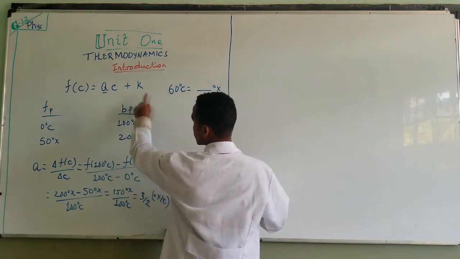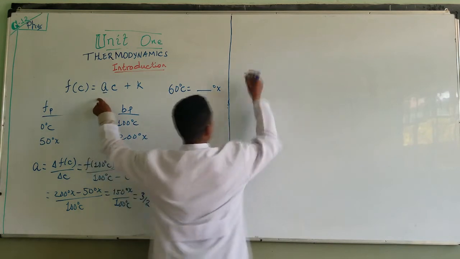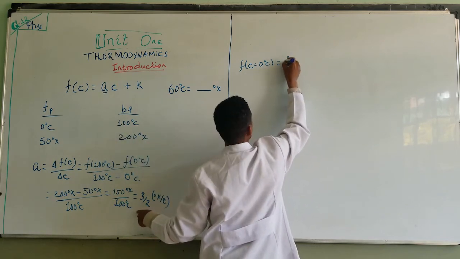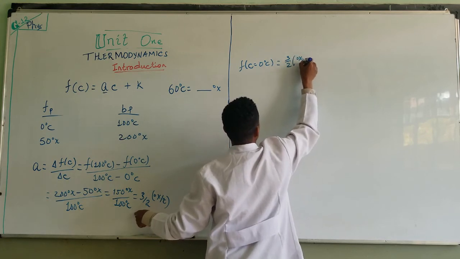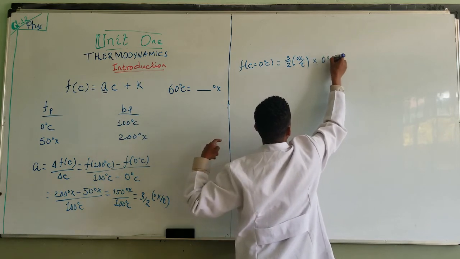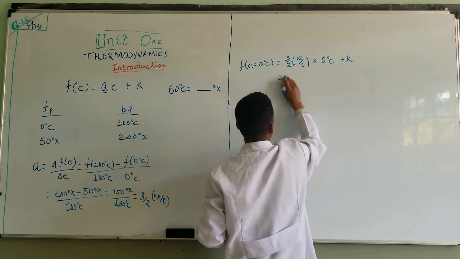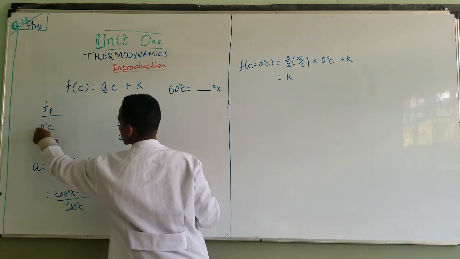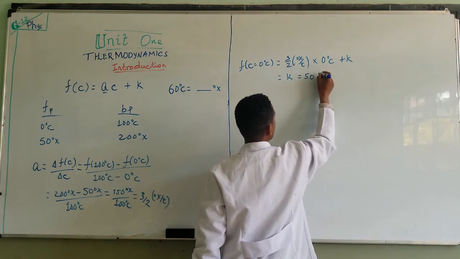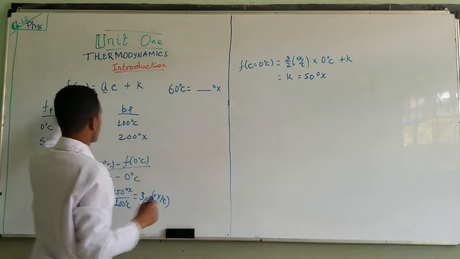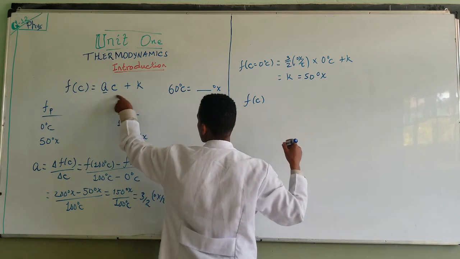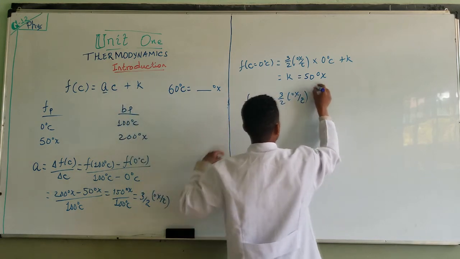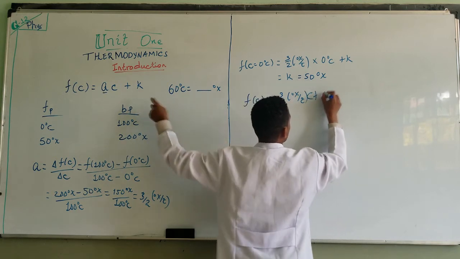Then we can also solve for K. From this you can get that F of 0 degrees Celsius is equal to 3/2 degrees X per degree Celsius times 0 degrees Celsius plus K, which is equal to K. In other words, F of C when C is equal to 0 is 50 degrees X. So this is the value of K, and we can substitute back the given variables and constants. This is equal to 3/2 degrees X per degree Celsius times C plus 50 degrees X.